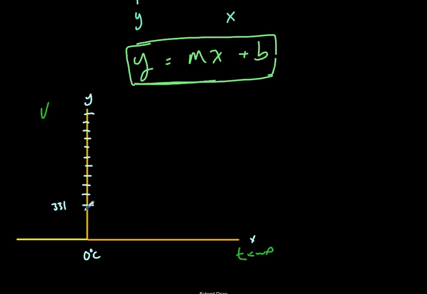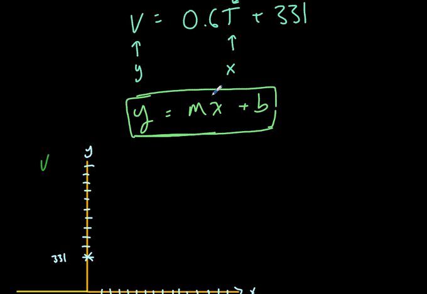So we know at 0, this is going to be here. And we know that for every degree increase, we go up by 0.6. So 0.6 in this case is equal to what value? The what of this graph? The slope. The slope of this graph, which is m, is 0.6. That means for every degree we move over, we move up 0.6 on the velocity scale. Does that make sense? So what we should end up with is a relationship that looks like this.